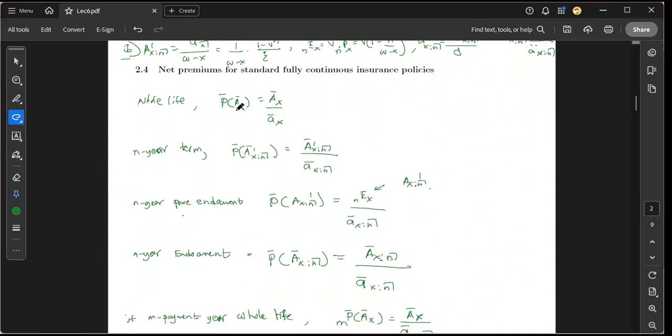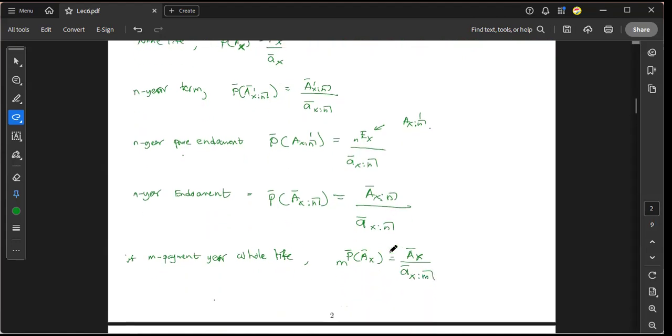And we calculated fully continuous. The benefit is being paid at the moment of death, and we consider that the premium is also paid continuously at the same time, but it's not practically implemented, but we can calculate these things and get a present value for annual value and decide the premium.